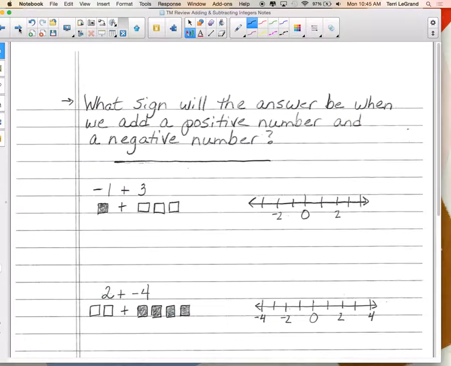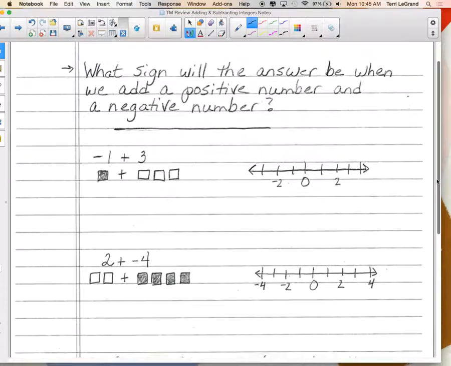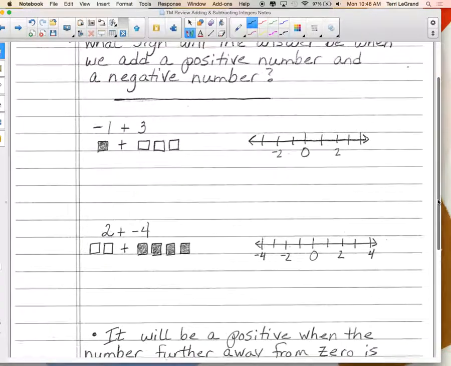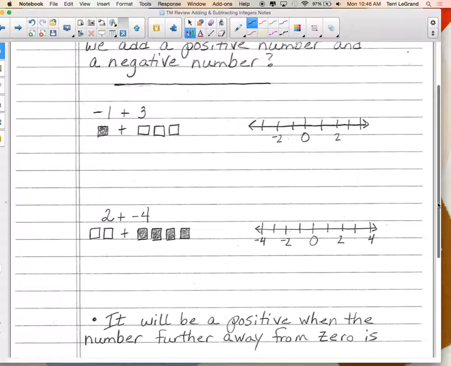You remember Harley says, well, when you add a positive and a negative, I'm not sure you're going to get a positive. Because it says right here, what sign will the answer be when we add a positive and a negative number? Do you think there's an always we can say there? Okay, well let's play with a couple here and decide. Negative 1 plus 3. Do you see my algebra tile representation of that? Is it good? Yeah? Okay.